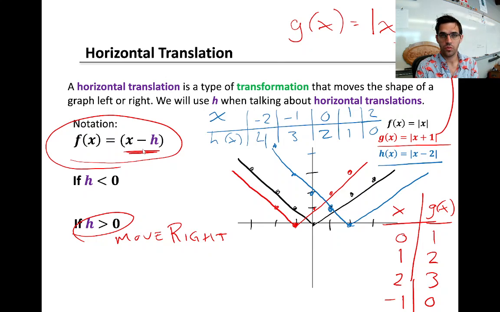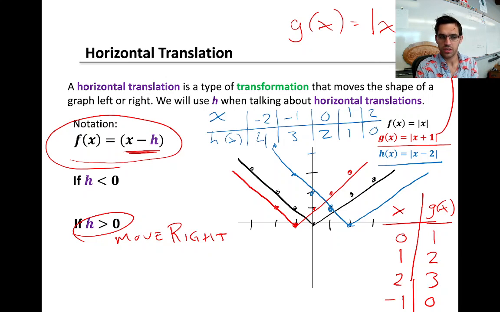H, we get h when we have x minus h, but we have x plus 1. So that means if we rearrange plus 1, we can get a minus sign out of there. So subtracting negative 1 is the same thing as adding plus 1. So this is mathematically equivalent, saying the absolute value of x minus negative 1 is the same as the absolute value of x plus 1. So we're going to write this right here, and so our h value is negative 1.